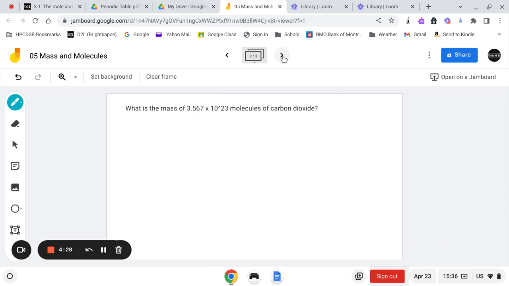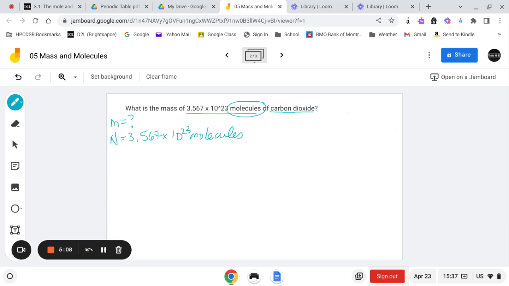So let's go through and do an example together. What is the mass of 3.567 times 10 to the 23 molecules of carbon dioxide? So we don't know what our mass is. We're going to put that down as our question mark. Right here, they're giving me the molecules of carbon dioxide. Carbon dioxide is a compound. This is why they're going to use the term or the unit molecules. And this is my capital N value. So let's just get that down: 3.567 times 10 to the 23 molecules.